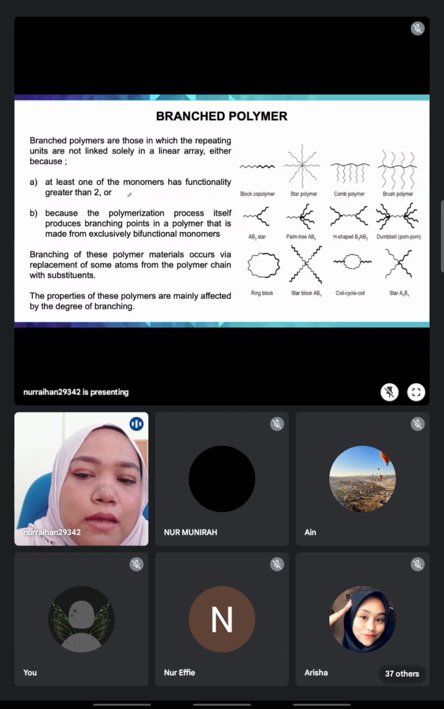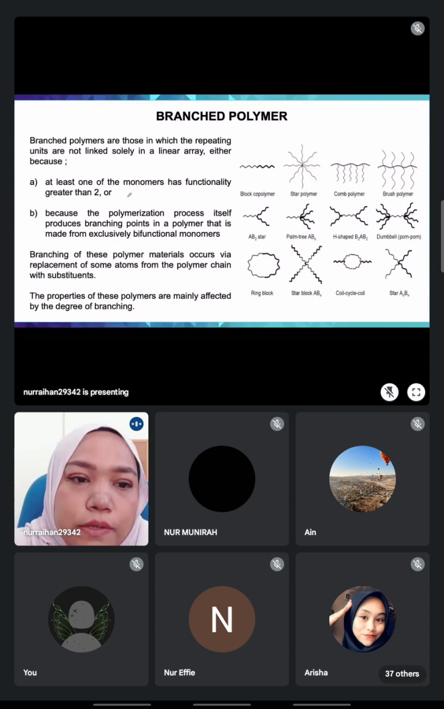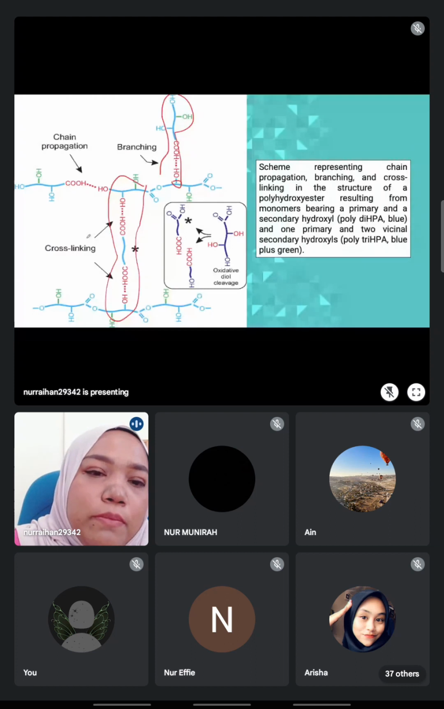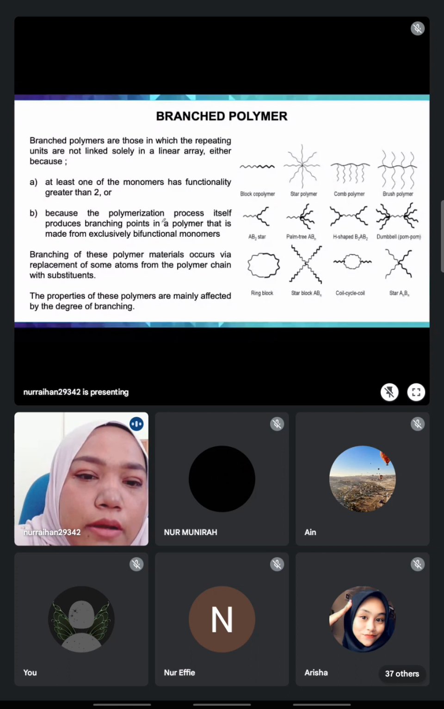Let's say dia ada functionality such as hydrogen, ataupun dia has a functionality as a CH3 and so on, so they can grow as a branching. And the second requirement pula adalah melibatkan polymerization process. Seperti mana yang you lihat di sini, ini adalah polymerization process and they grow at this active center, they grow as a branching. Okay, so this second requirement, they occur due to the polymerization process. They produce a branching point in the polymer and they are made exclusively by functional monomers.